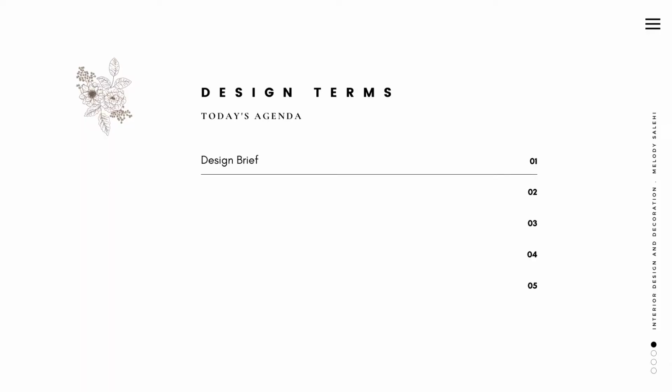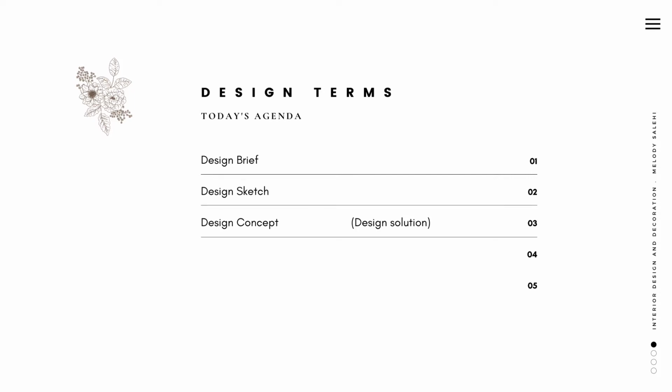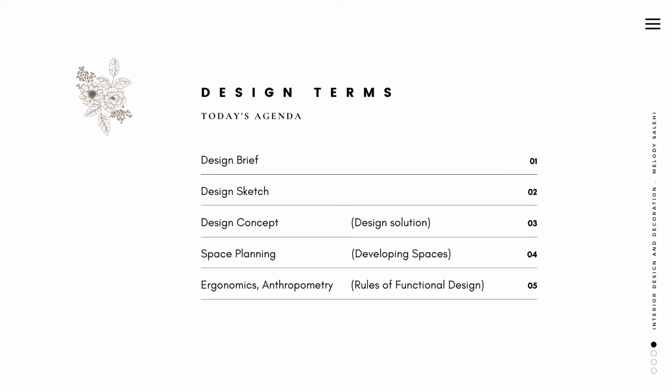Obviously, there are some terms and rules in the interior design industry. In this video, I'm going to be talking about those basics that every single interior designer must know. I am going to cover the design brief, design sketch, the design solution or design concept, developing spaces or space planning, and in the end, I'm going to tell you 2 rules for functional design: ergonomics and anthropometry.